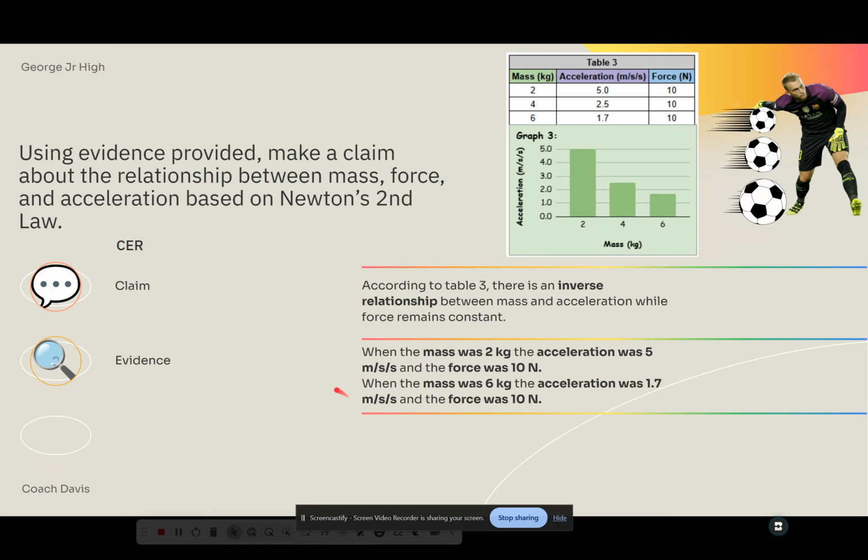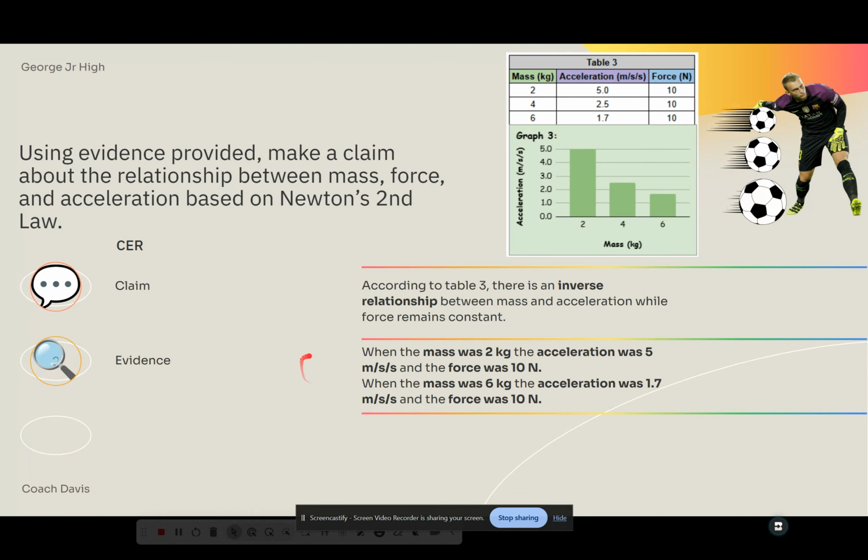Again, I need two pieces of data. So let's pick maybe right here. Let's explain this data set of Table 3, and then maybe this data set right here. So when the mass was 2 kilograms, the acceleration was 5 meters per second, and the force was 10 newtons. When the mass was 6 kilograms, the acceleration was 1.7 meters per second, and the force was 10 newtons. I've explained two pieces of data directly off my table.